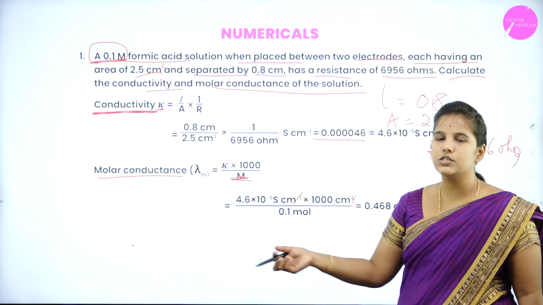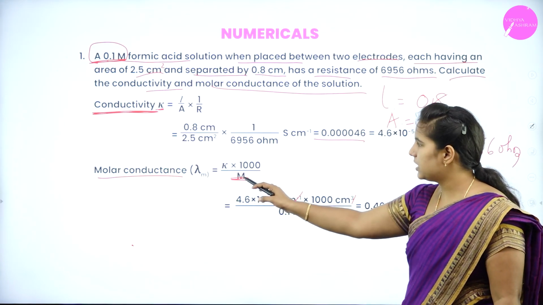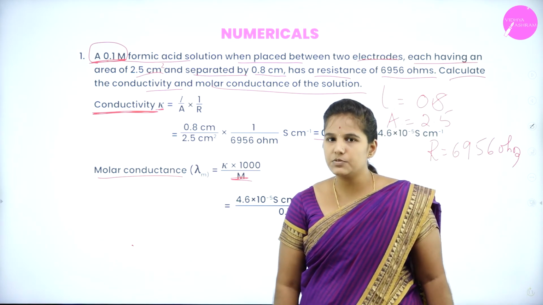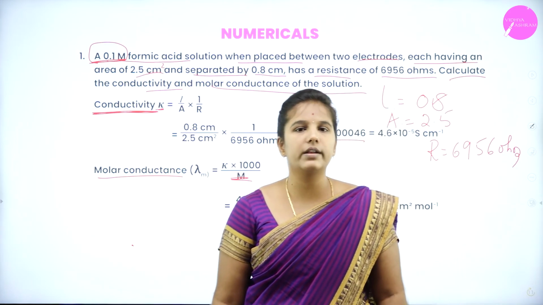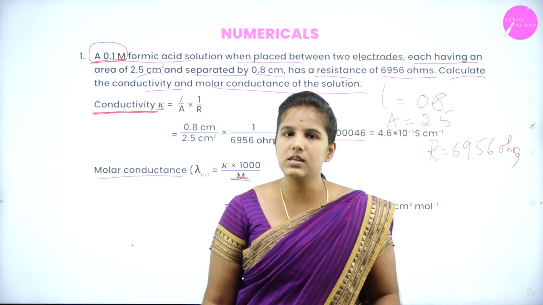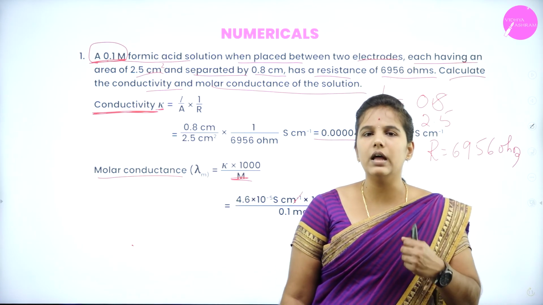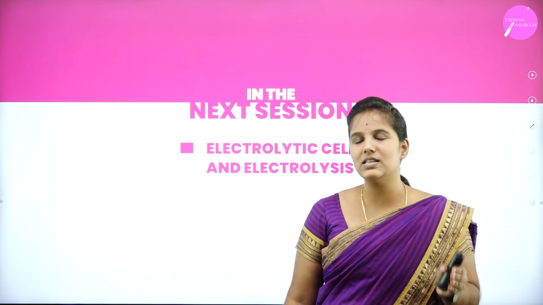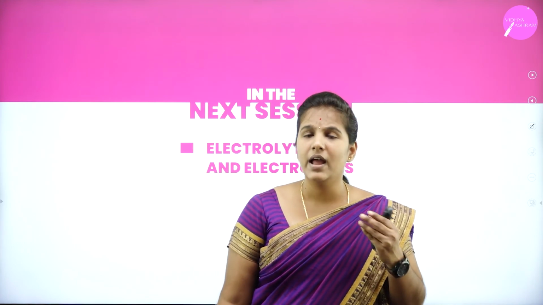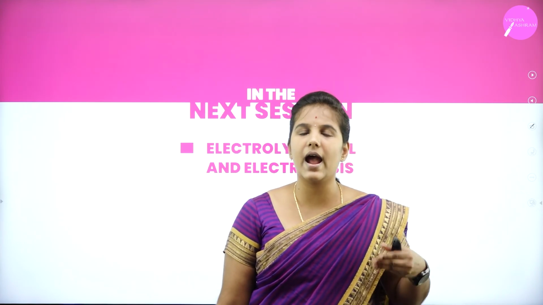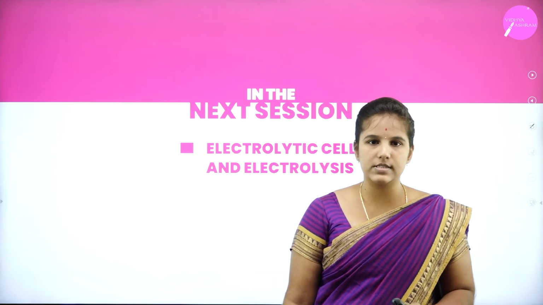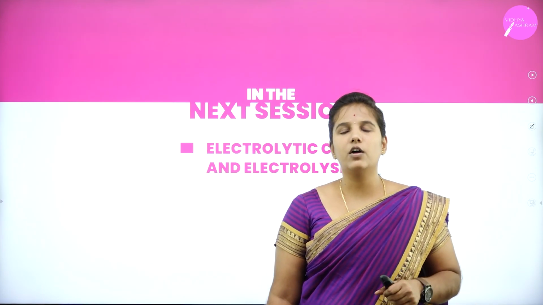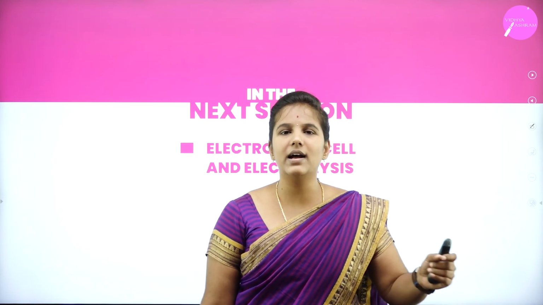And for the molar conductance also, as we just discussed, it is equal to K into 1000 divided by M. Molarity is given in the problem. By substituting those values, you will get the conductivity and the molar conductance of the given solution. This is how easily you can solve numericals in electrochemistry. By this, we have finished this topic, that is molar conductivity, equivalent conductivity, and the variation of the conductivity and the molar conductivity with respect to concentration. And we also studied the Kohlrausch law. Hope you all understood. In the next session, we are going to discuss the electrolytic cell and electrolysis.